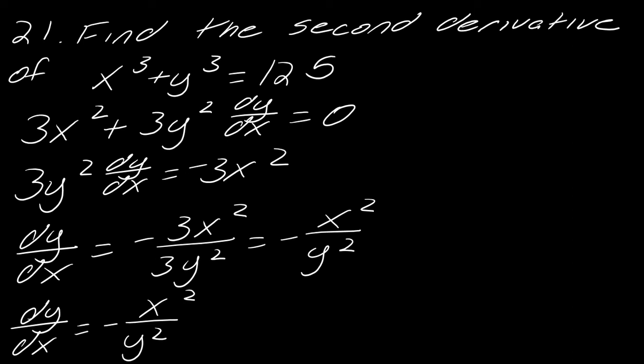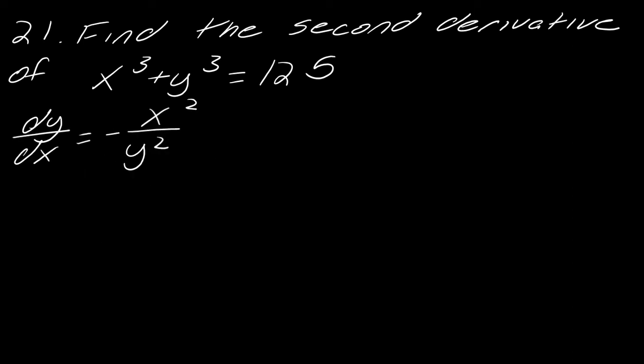Okay, so I need to clear some space. And now I'm going to take the derivative of this guy. So this is going to give me my d squared y/dx squared. So I've got to use the quotient rule now. And you know what, let's add the negative up on top here. You could move the negative, so I'm just going to move it up top so I don't forget about it.